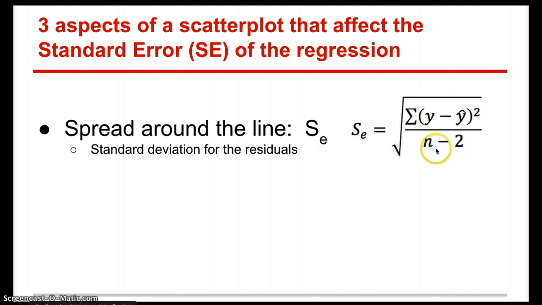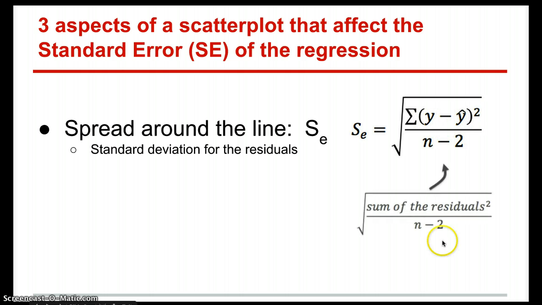This is the equation if you needed to see it. It's the sum of the residuals after being squared, over n minus 2. So if you have to actually do this by hand because you don't have a printout, you do the residuals squared, add them up, divide by n minus 2, and then take the square root.